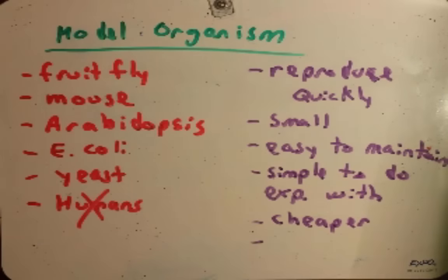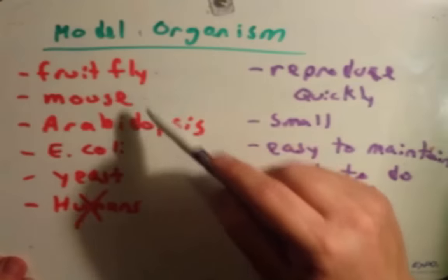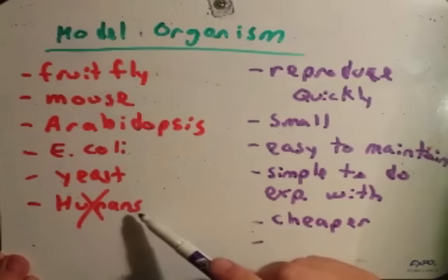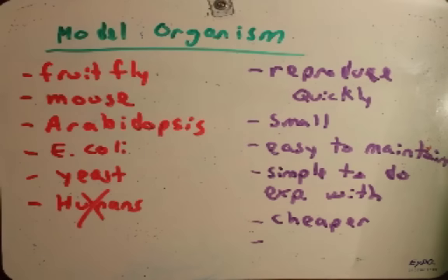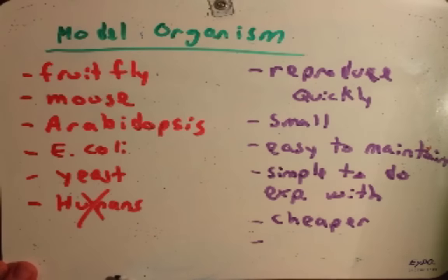And another thing about model organisms, and all organisms have this, but what we learn about a fruit fly or a mouse or Arabidopsis or E. coli or yeast applies to all other organisms. What we learn about a fruit fly tells us a lot about what a mouse does. What we learn about Arabidopsis can help us understand humans, because we all share a common origin, and so we all have a very similar genetic makeup.